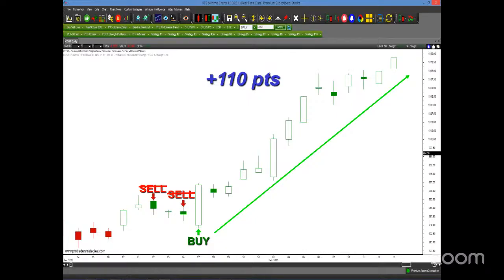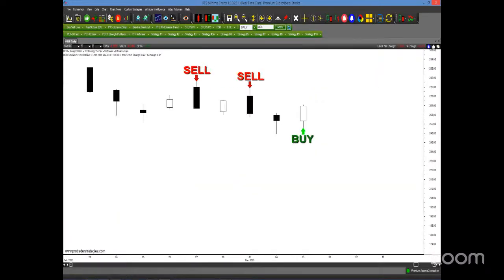Here's another example of the power of the PET D. This was in MDB. This was just about a month ago. Strategy 5 generated 3 signals, 2 sells once again, and a buy. So which ones do we take? This is where students get confused. This is the beauty of the PET D.